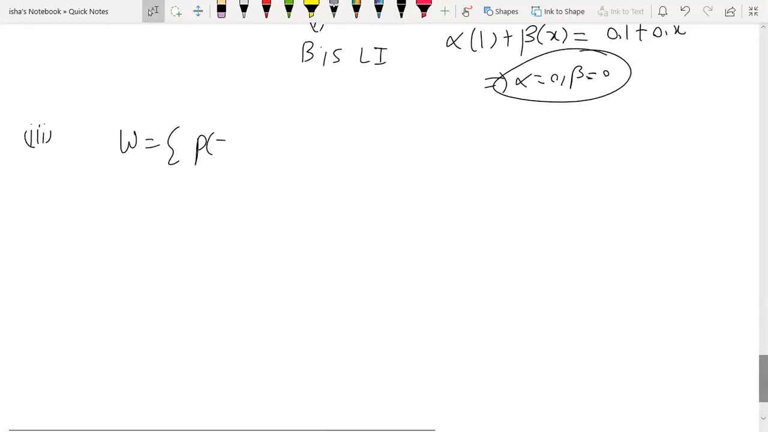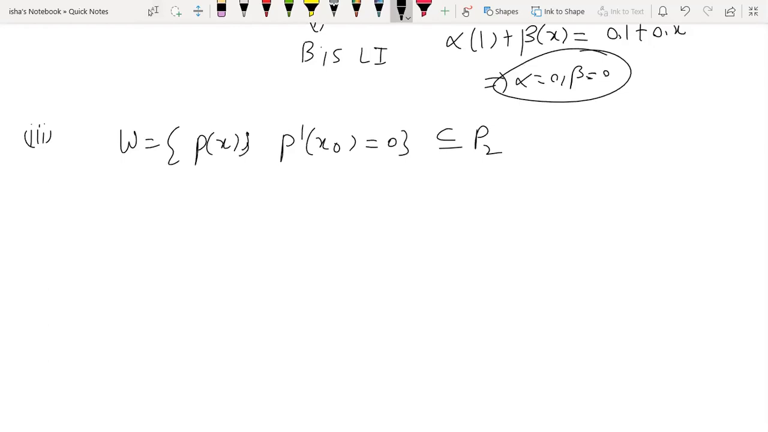So I am given W, Px such that P dash of X naught is 0. This time it is given to me as a subspace of P2. Okay, this is not just a symbol of subset, but I'm just skipping writing the detailed statement. This will be given to you, that this is a subspace of P2. So this time we have a single derivative given to be 0, but look at the bracket. It is becoming 0 at a specific point, right? If they would have written P dash X is 0, that means for all X it is becoming 0.